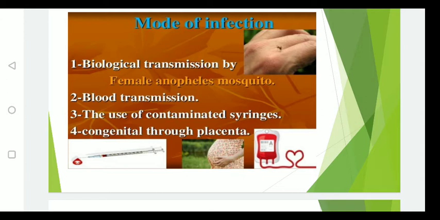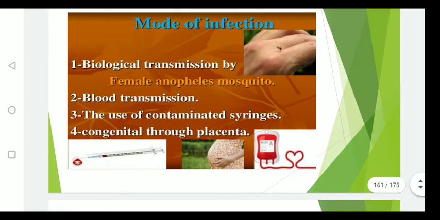The third one is the use of a contaminated syringe. If we are pricking with a contaminated syringe, that also leads to malaria. The fourth one is congenital, that is uteroplacental, from the mother to the fetus. So there are 4 modes of infection transmission.